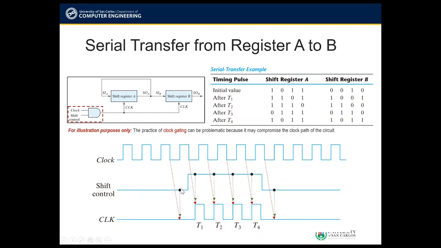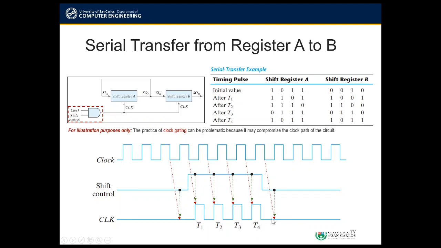This is the sampling of what will happen after a certain negative edge. Since this shift control is 0, the clock output CLK would be 0. On the next negative edge of the source clock, sampling the value of the shift control, the clock gated circuit was able to produce one pulse here called T1. Then on the next 3 instances, we were able to produce 3 more clock pulses, T2, T3, and T4.